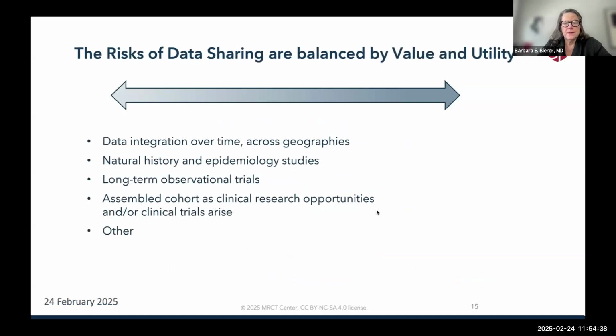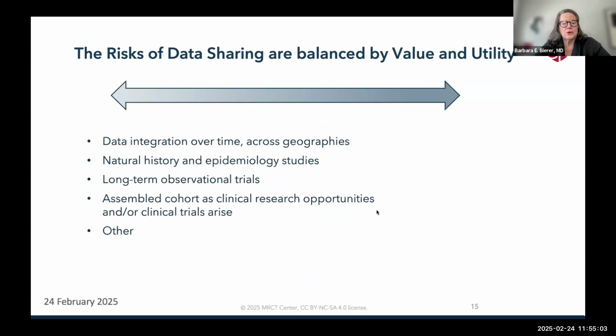The risks, all these risks are, of course, balanced by the value and utility of the data. And it's important to remember that we need to integrate data over time and across geographies. The natural history and epidemiology studies are absolutely dependent on data sharing.